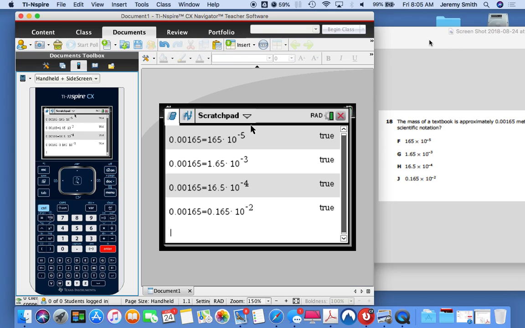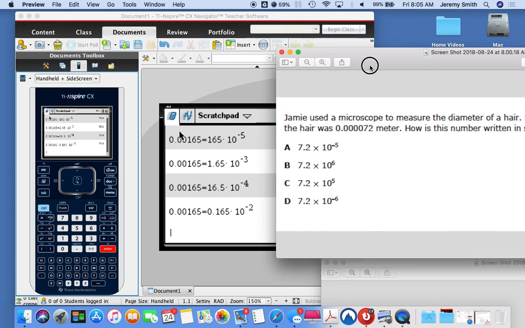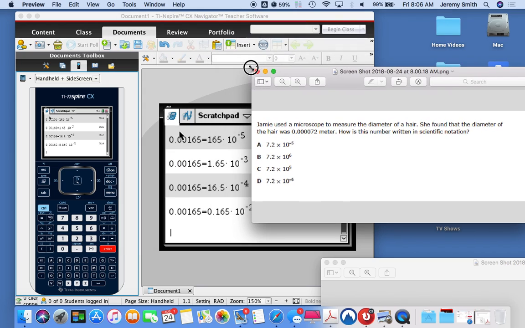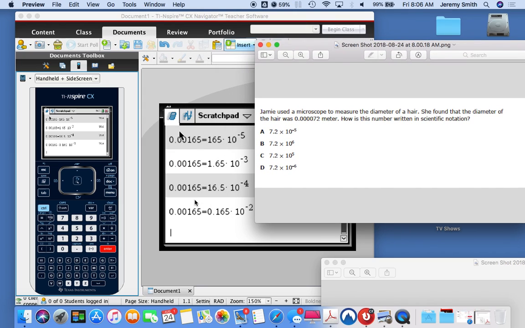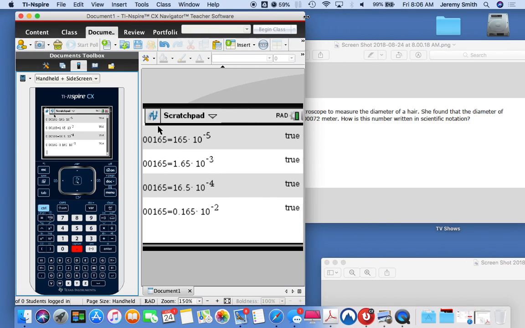All right, so let's try out another one. Here goes another one. It says Jamie used a microscope to measure the diameter of a hair. She found that the diameter of the hair was 0.000072 meters. How is this number written in scientific notation? Alright, so now I'm going to take that standard notation, put it in the calculator.